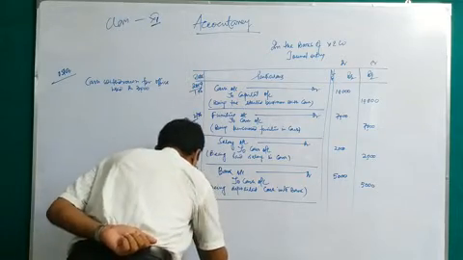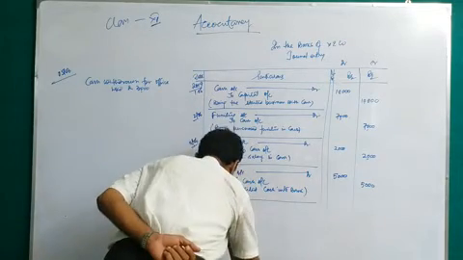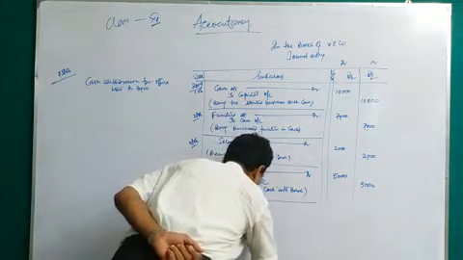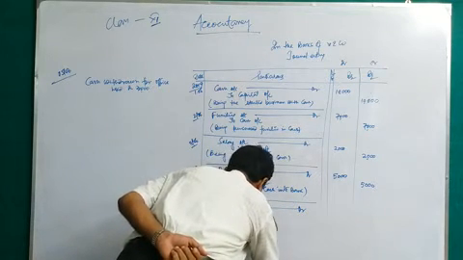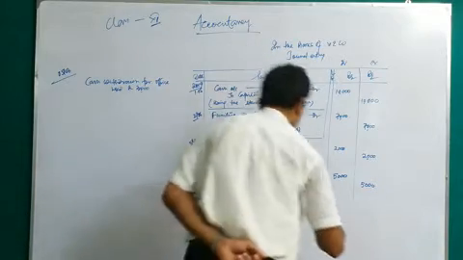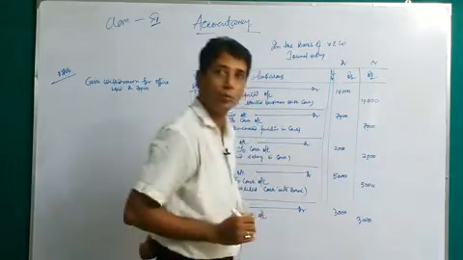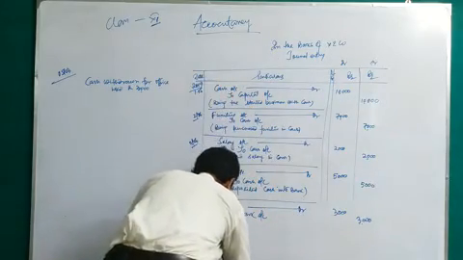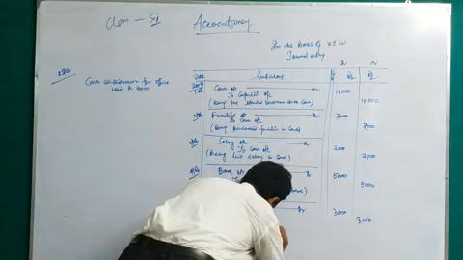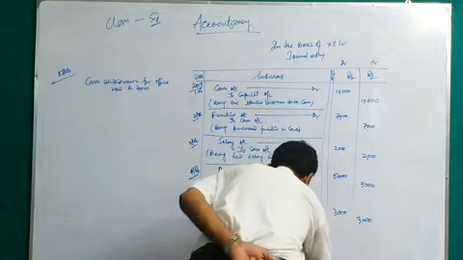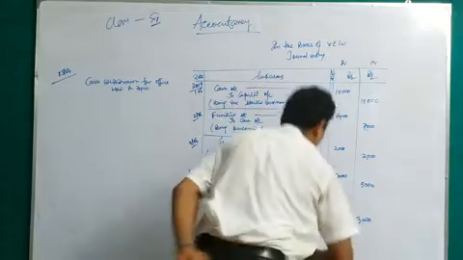The next: cash account debit to bank account, 3,000. Being cash withdrawn for office use. Clear?